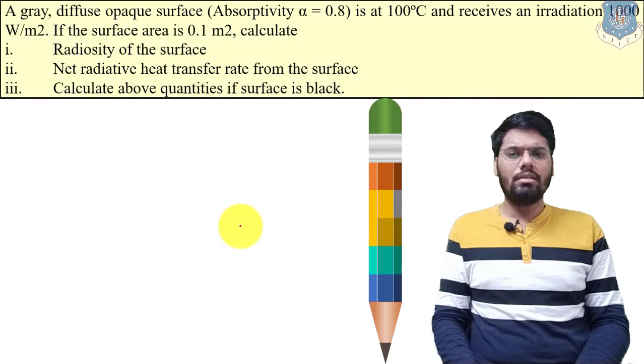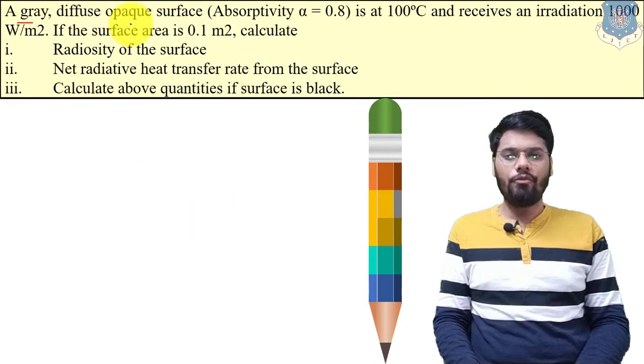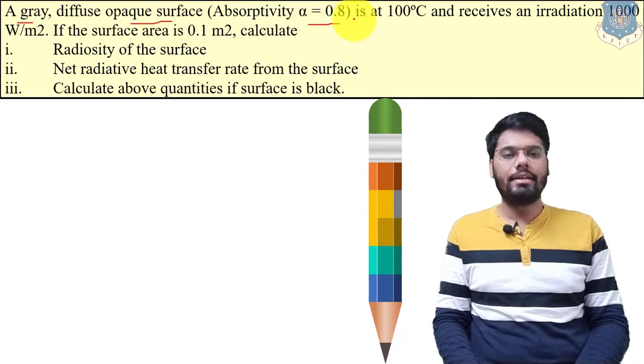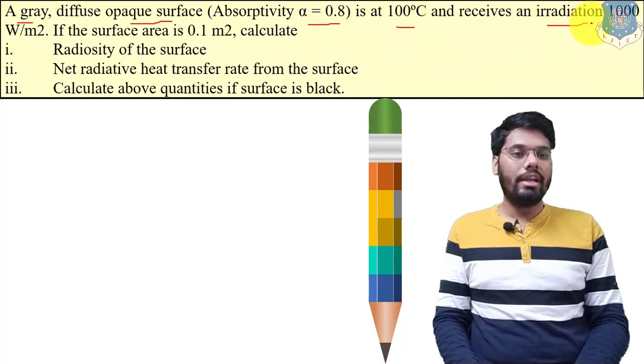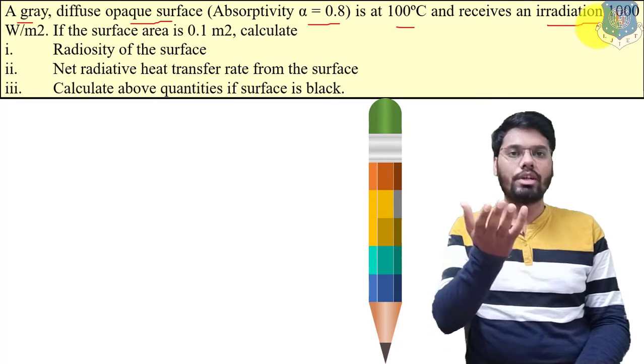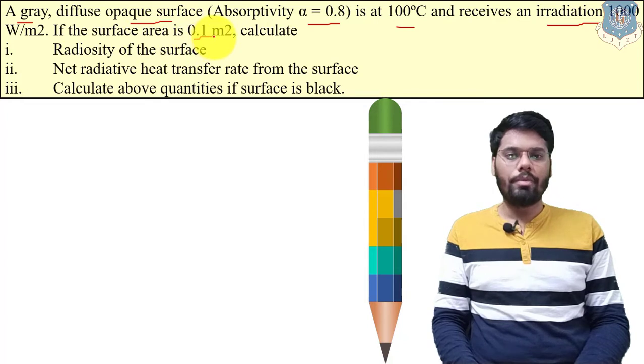Moving towards the last numerical. A grey diffuse opaque surface with absorptivity of 0.8 is at 100 degrees Celsius and receives irradiation of 1000 watt per meter square. Now the question is, what is the radiosity, if the surface area is 0.1 meter square?